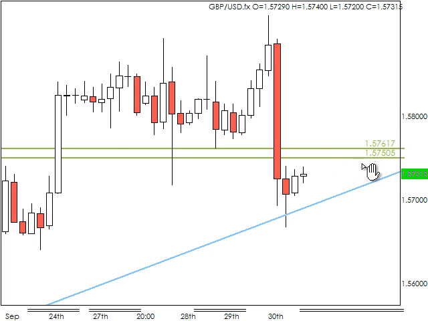So I'll tell you why I've placed both these lines. I've placed the 1.5750 because that's a psychological level. Any rounded number is a psychological level. So 1.5700 is a psychological level, 1.5750 is a psychological level, 1.5800 is a psychological level. The rounded numbers are the psychological levels. The 157.50 is a psychological level.